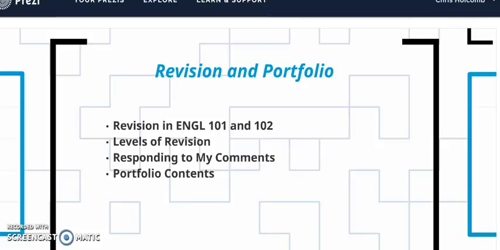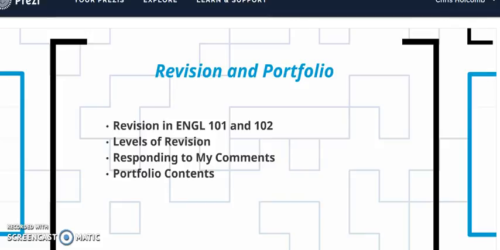We're coming to the end of the semester, and the big culminating project for this course is the portfolio. And I want to spend some time talking about that portfolio and one of its major components, which is revision. That's probably the biggest expectation about the portfolio.